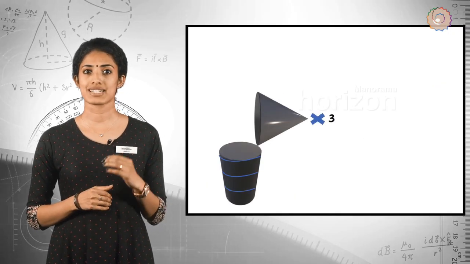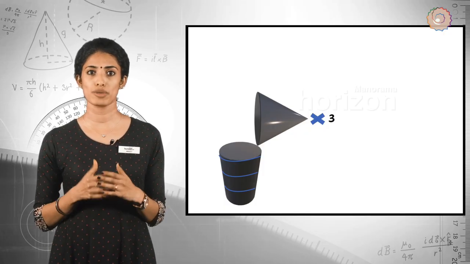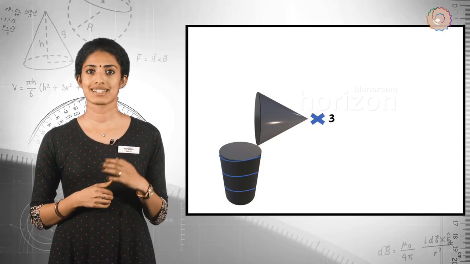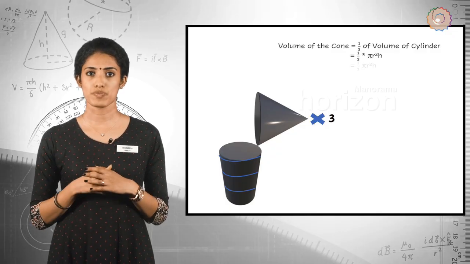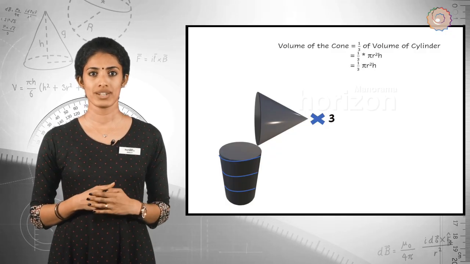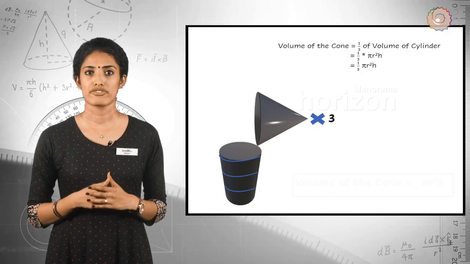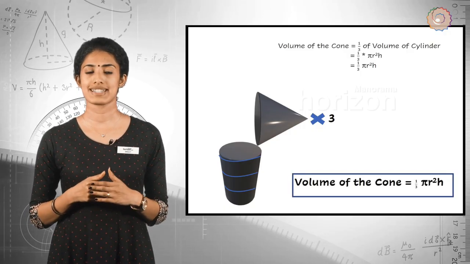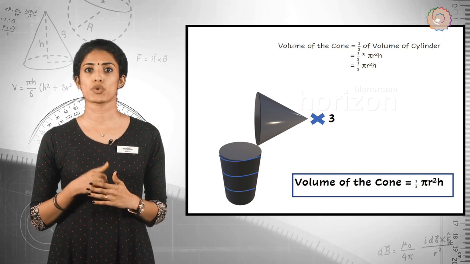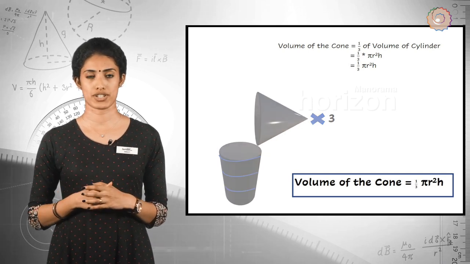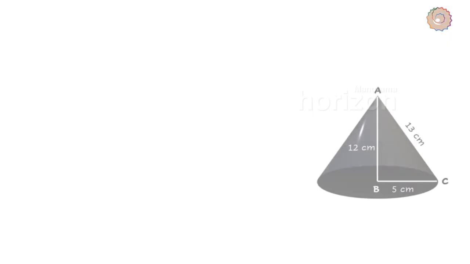With this, we come to the conclusion that 3 times the volume of a cone makes up the volume of a cylinder, which has the same base radius and the same height as the cone, which means that the volume of the cone is 1/3 the volume of the cylinder. Therefore, the volume of the cone is equal to 1/3 pi r square h. Now, let us consider a problem regarding the same.